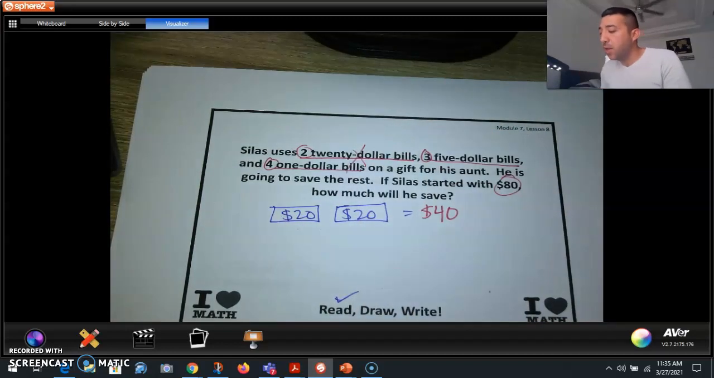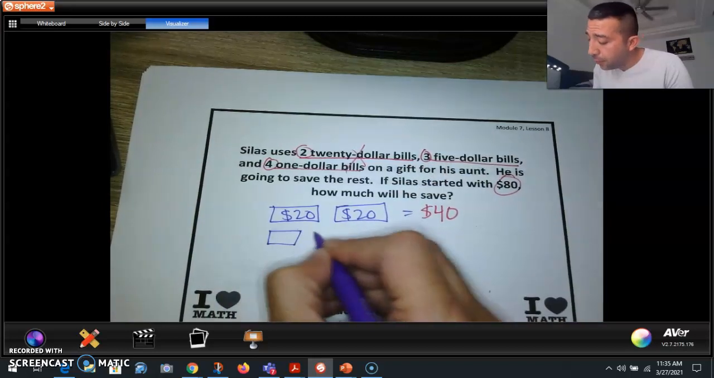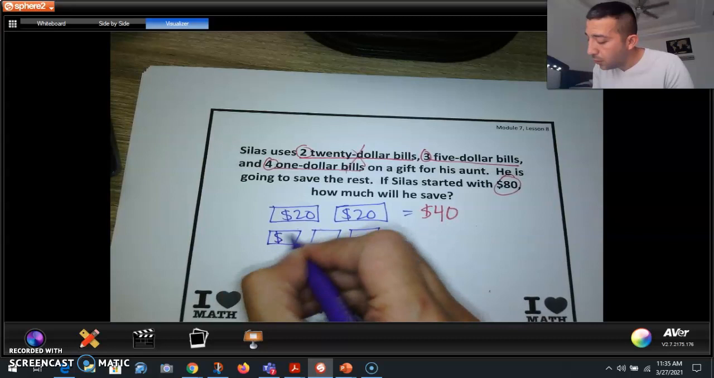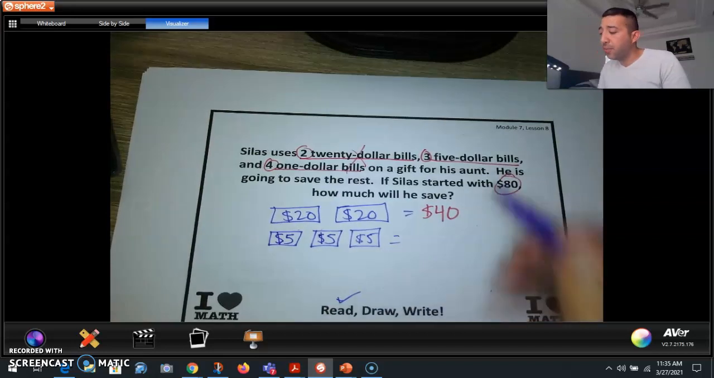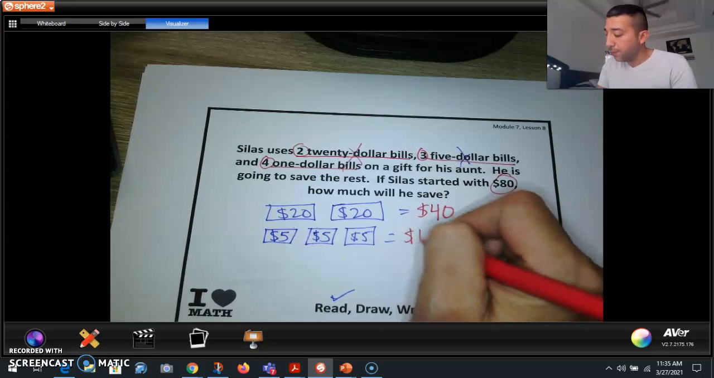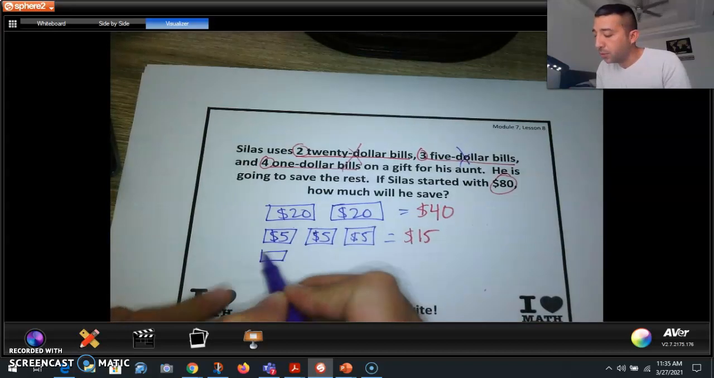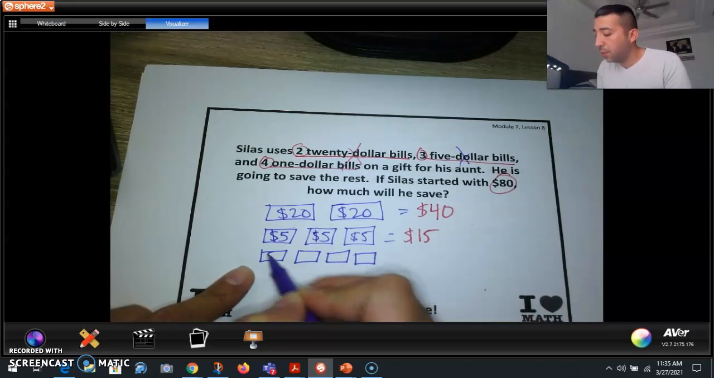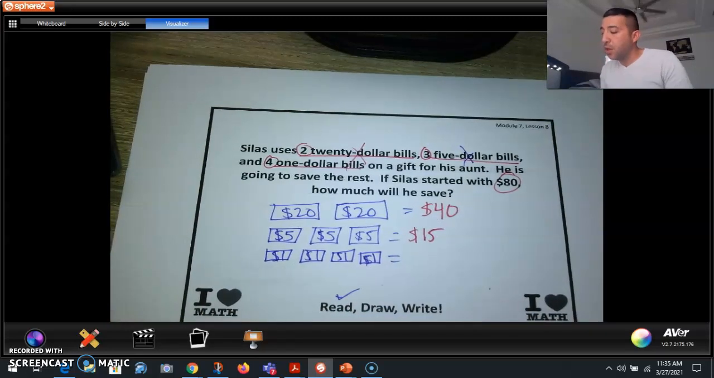Okay, we don't need that anymore. And he also has three $5 bills. So I'm gonna be making three boxes of five. 1, 2, 3, $5. And we know that three $5 bills is equal to 5, 10, $15, boys and girls. Okay, and then four $1 bills. 1, 2, 3, 4. So we know, boys and girls, that four $1 bills is equal to 1, 2, 3, $4, right?